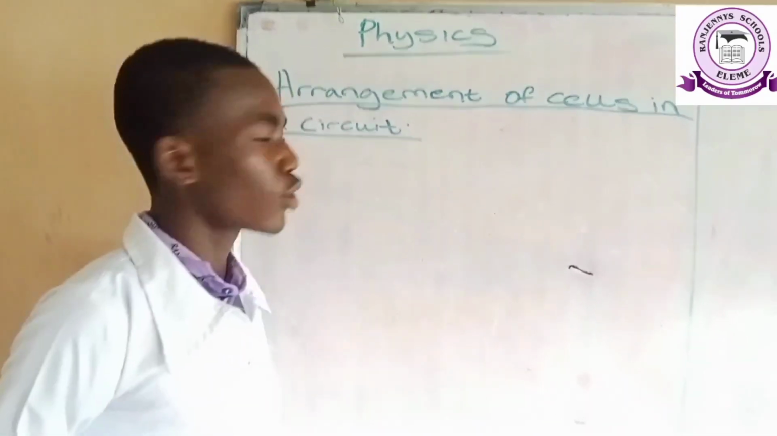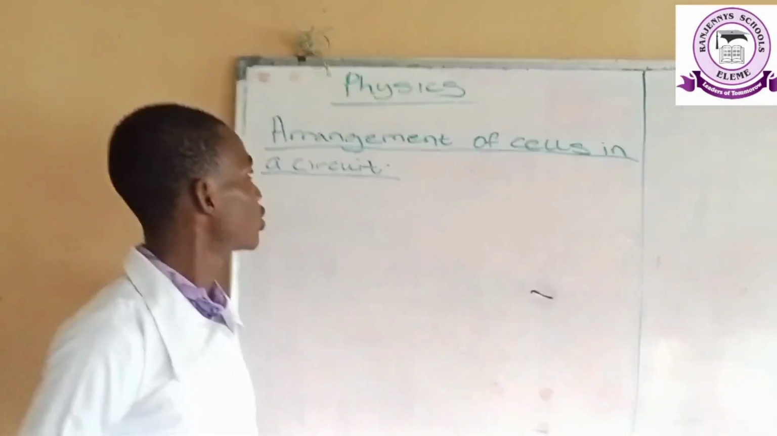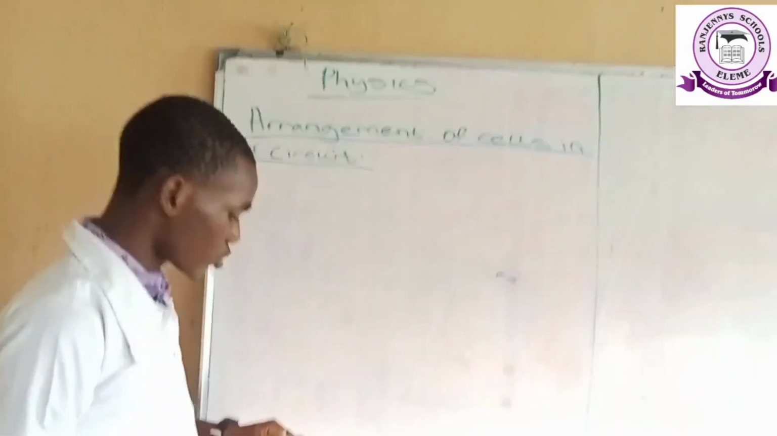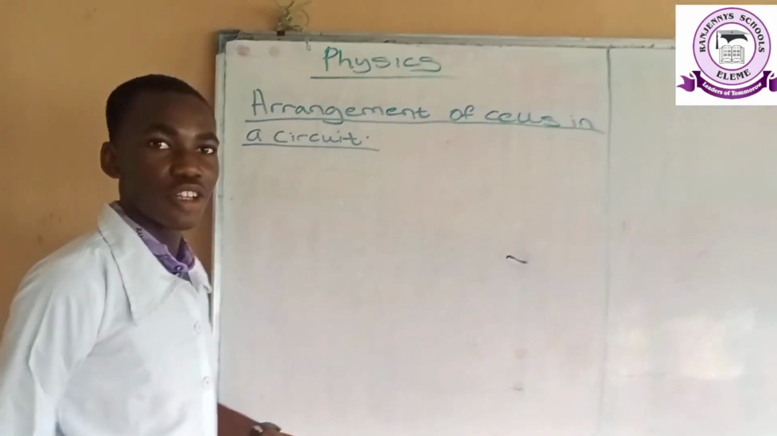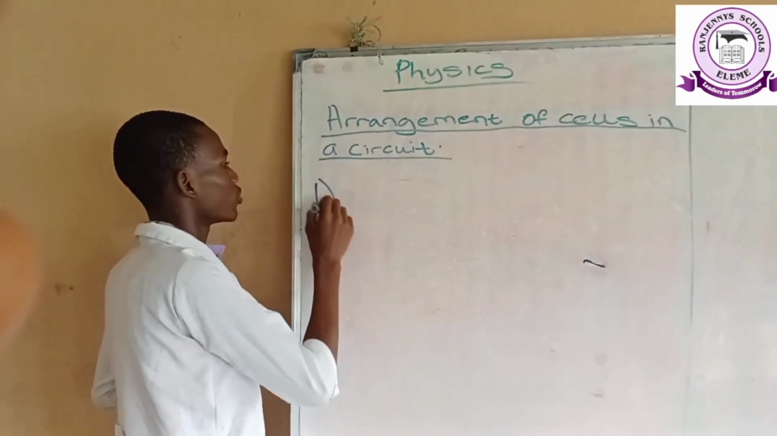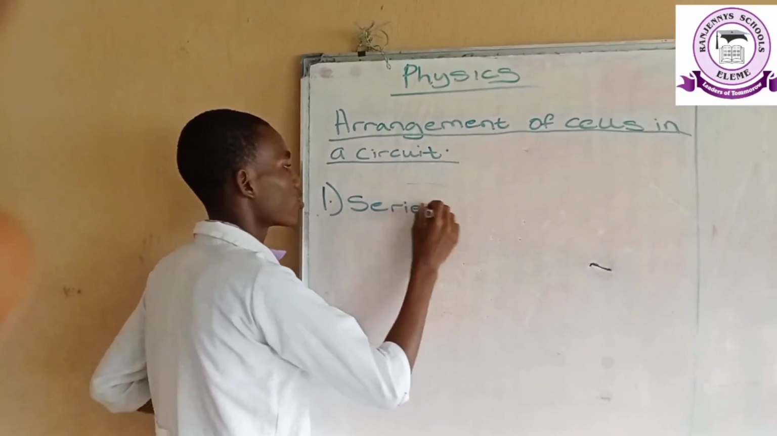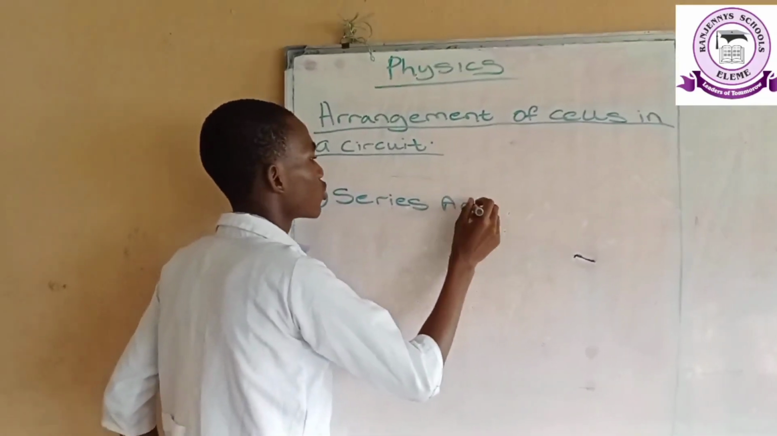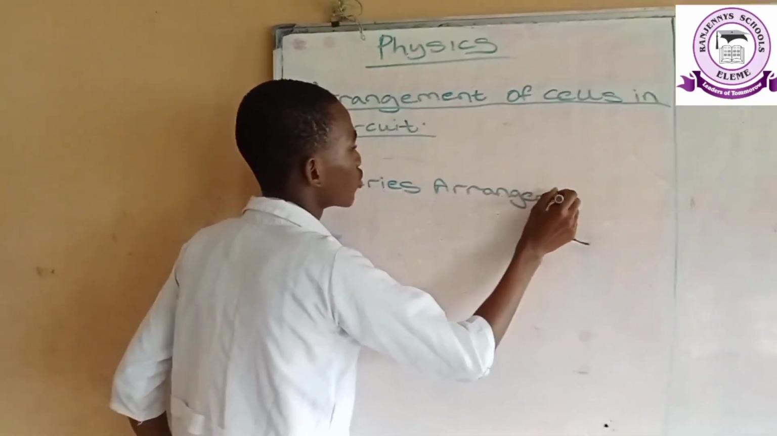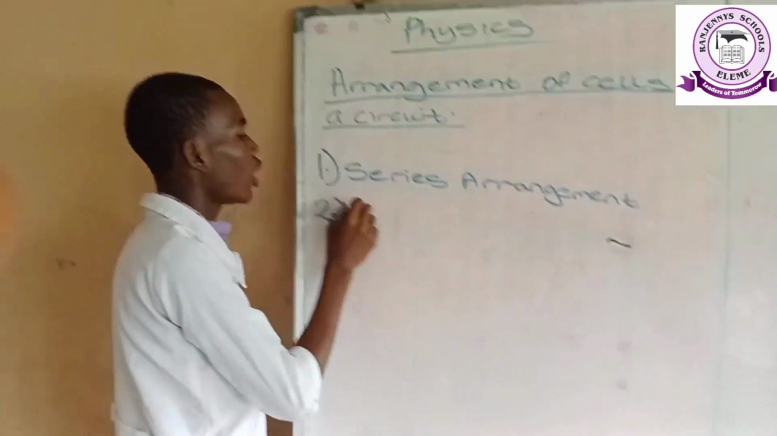From our just concluded experiment, the cells were arranged in series. Now let's talk about the arrangement of cells in a circuit. Cells can be arranged in two ways. One, series arrangement. Two, we also have parallel arrangement.